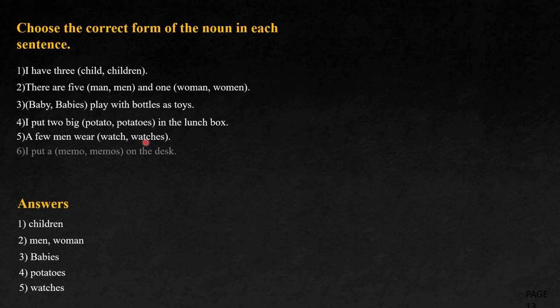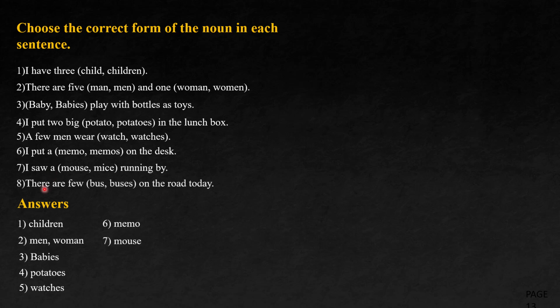Yep. Now here I put a dash on the desk. A is representing singular noun. It should be memo. Okay. Now we have I saw a dash. A represents plural. It should be mouse. The last one, there are few dash on the road today. Few represents plural. There are multiple, so it should be buses.